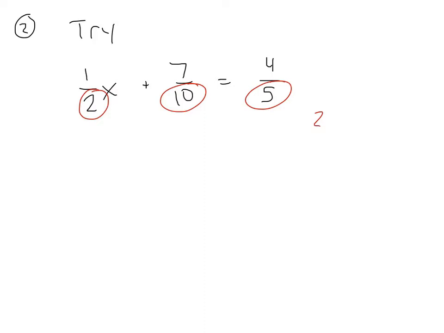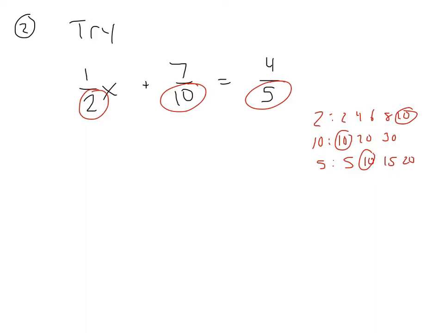So multiples of 2: 2, 4, 6, 8, 10. I'll stop there. Multiples of 10: 10, 20, 30. I'll stop there. Multiples of 5: 5, 10, 15, 20. I'll stop there. What is the smallest number present in all three of these that they all have? That would be a 10, right? 10 is the smallest number that all three of these have as multiples.